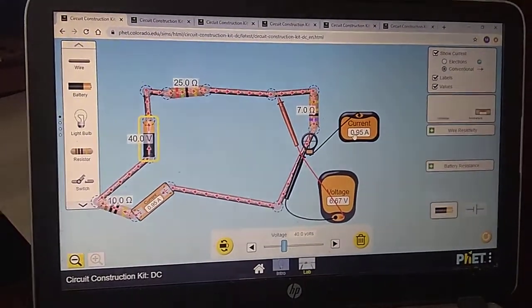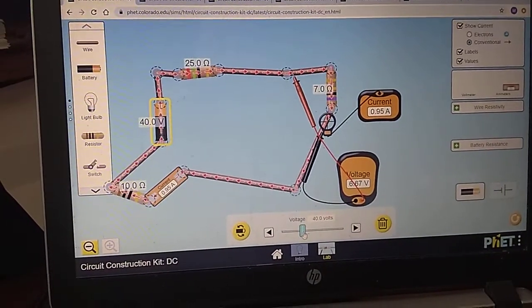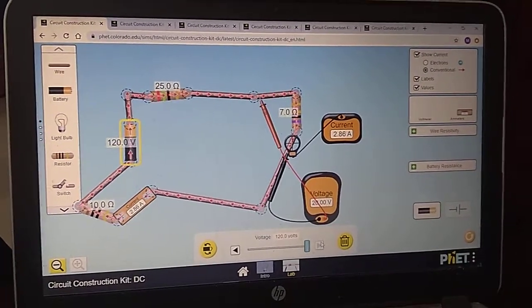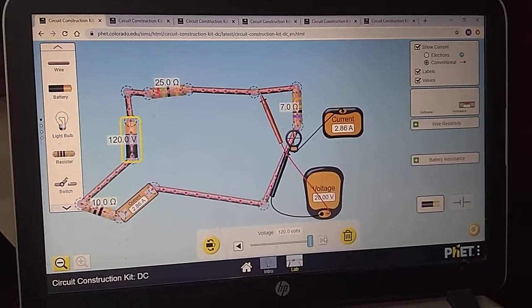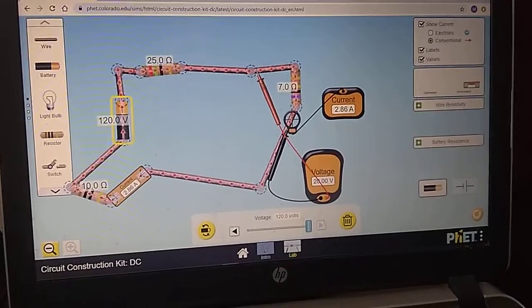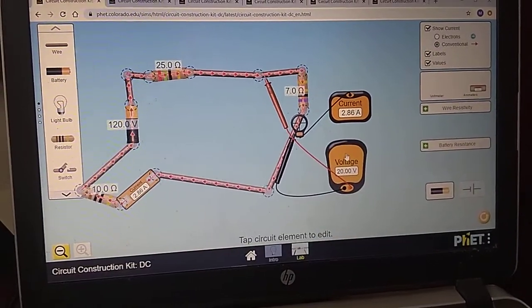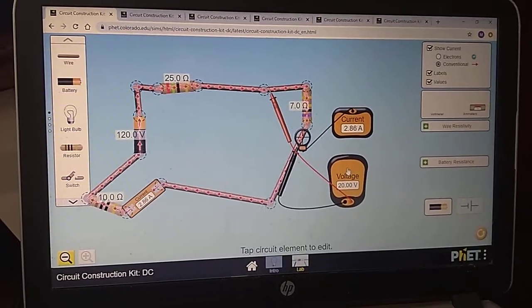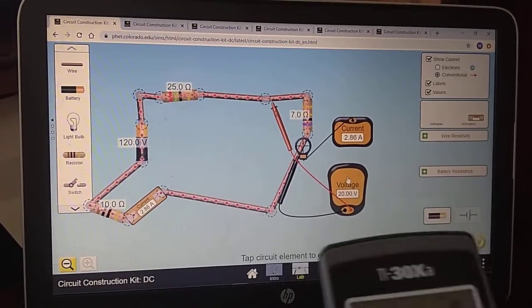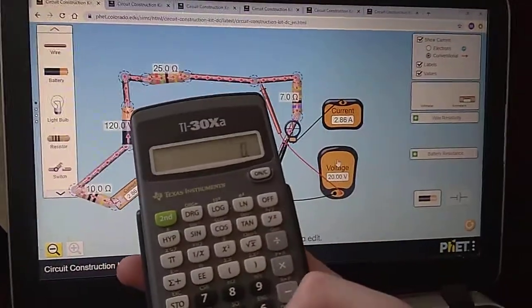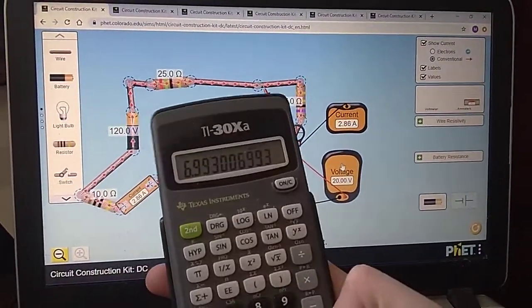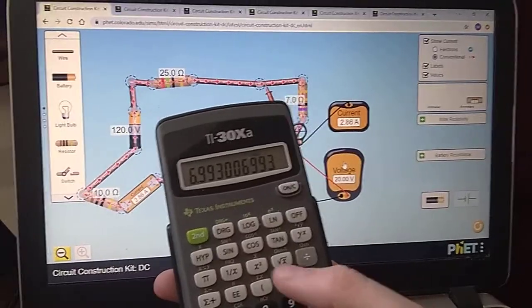Matter of fact, I could set the overall series circuit voltage to anything. Let's crank it all the way up. Let's have some fun. 120 volts. The voltage drop here is 20 volts, and the current is 2.86. If I do 20 divided by 2.86, once again, I get approximately 7.